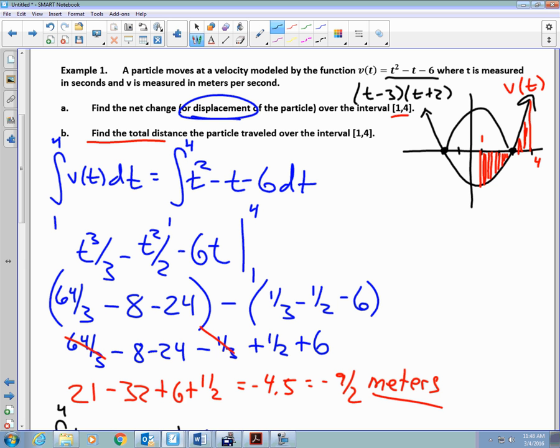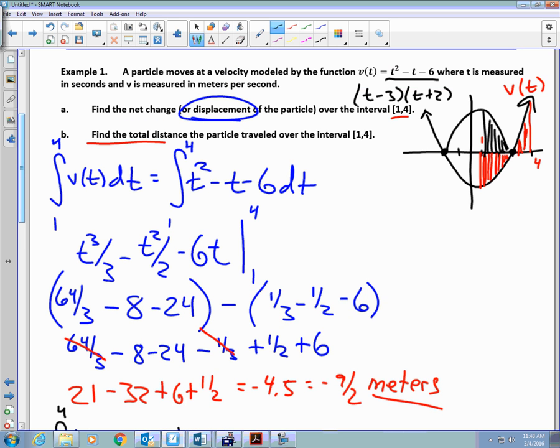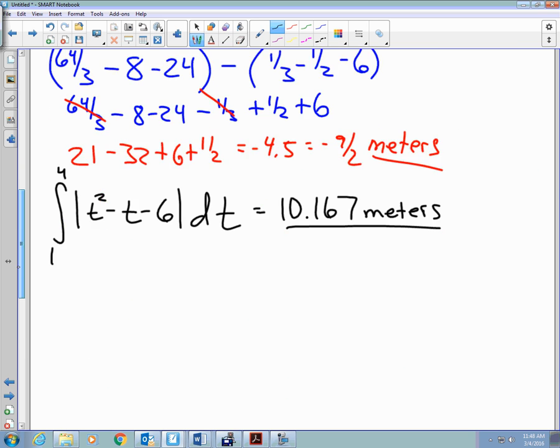Total distance is going to be the absolute value. I have to find this amount as well. Anybody got an idea of how I'll do that? Okay, you could do that, exactly. You could write a new function. Or what I could do is I could find the area from 4 to 3. That would be positive. And I could find the area from 1 to 3. That would be negative, and I could just make it positive and add the two together, correct? So in order to do this, I'm going to add those two integrals together.